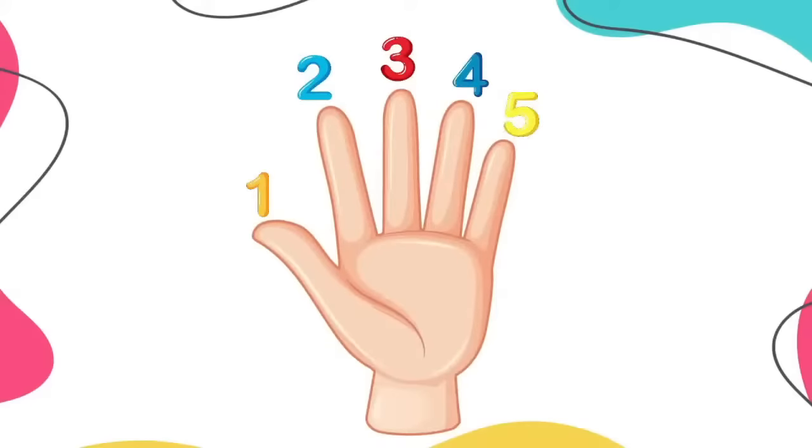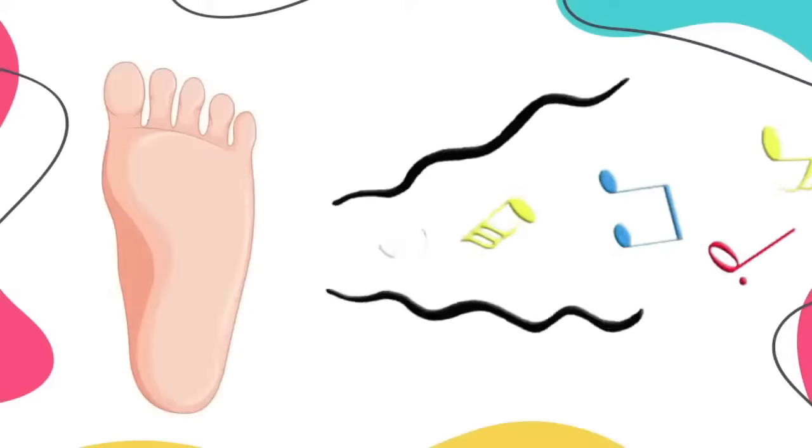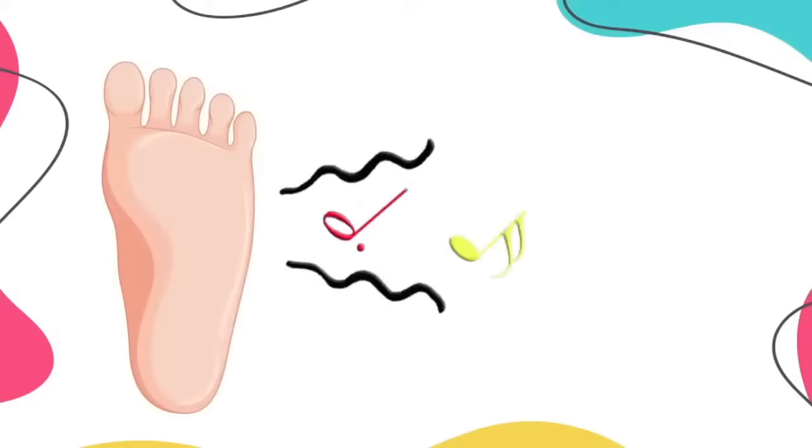1, 2, 3, 4, 5. Oh, such a good counting. 1, 2, 3, 4, 5. Music helps me count to 5 with one of my feet. I can count my toes and keep the beat.